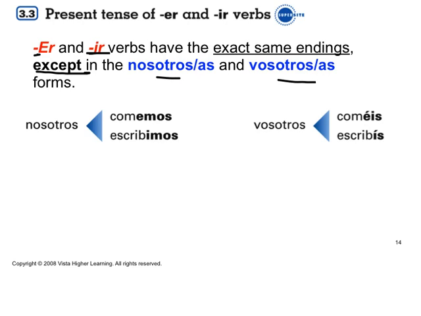So, the verb comer, nosotros comemos. The verb escribir, nosotros escribimos. Big change there. Vosotros also. Coméis, escribís.